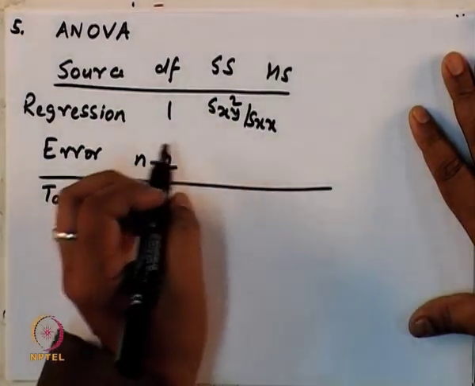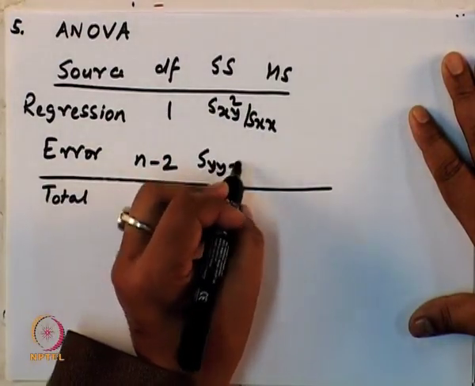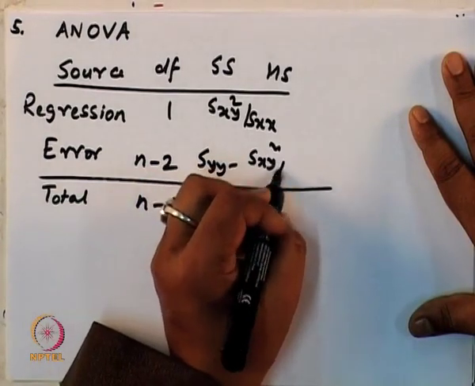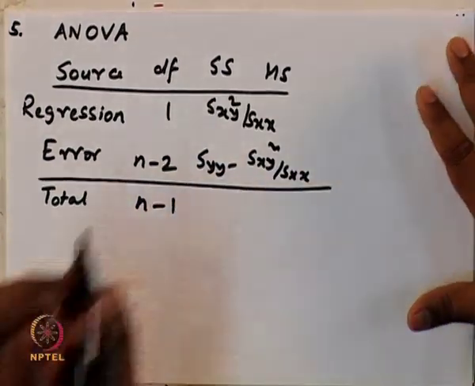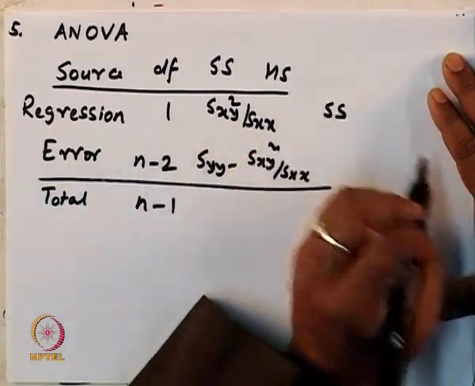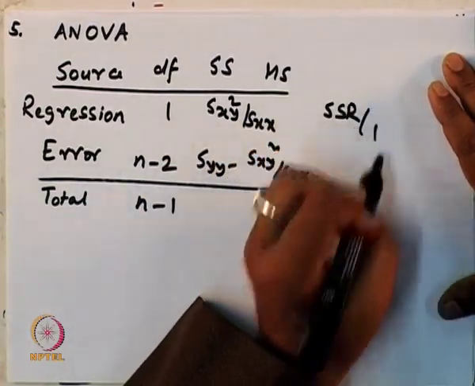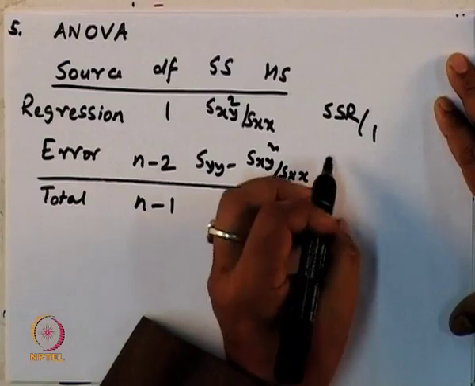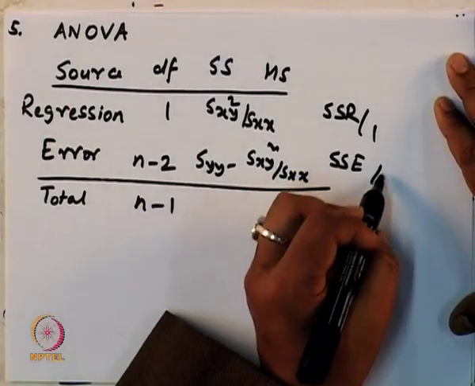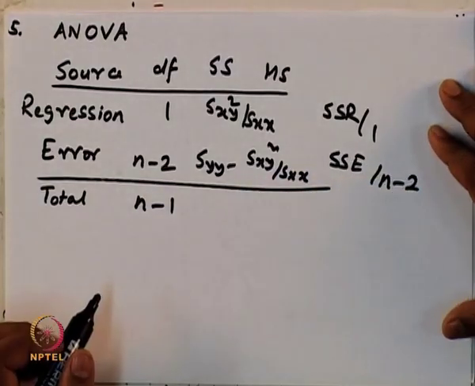This is SYY minus SXY square by SXX. This is SSR by 1. So, this is same as this SSR, and this is SSE by n minus 2.